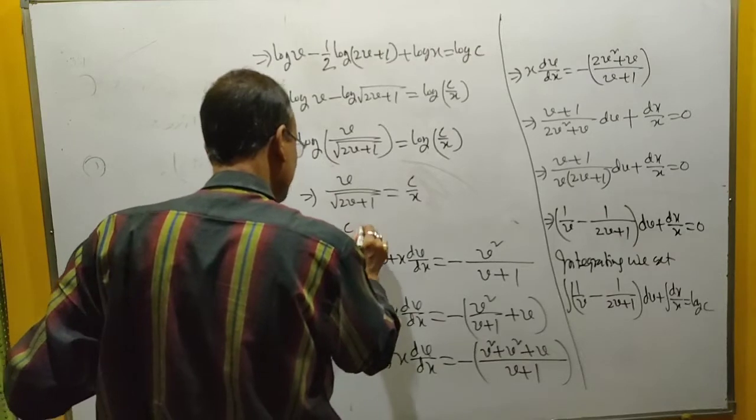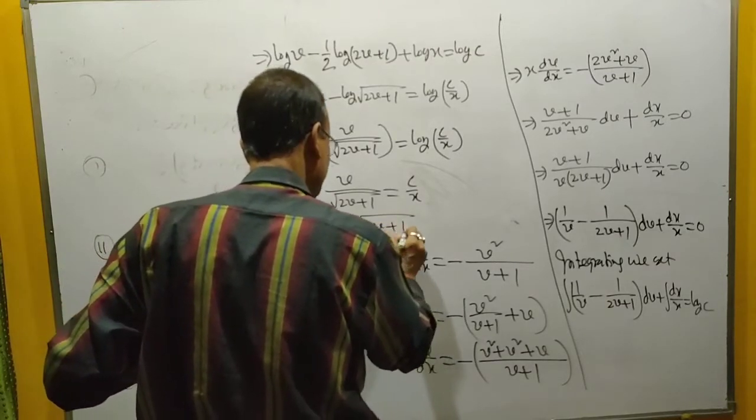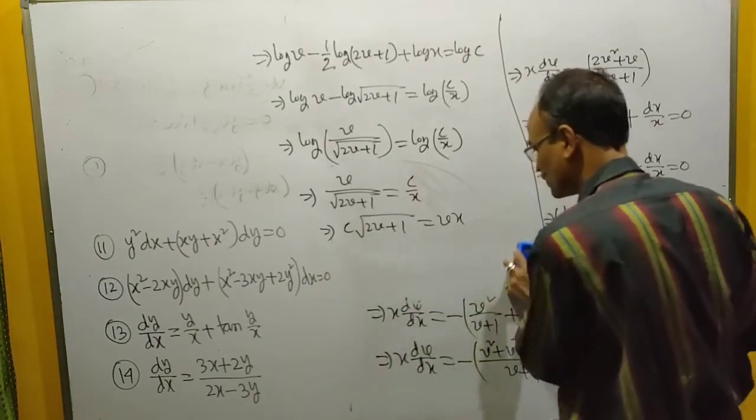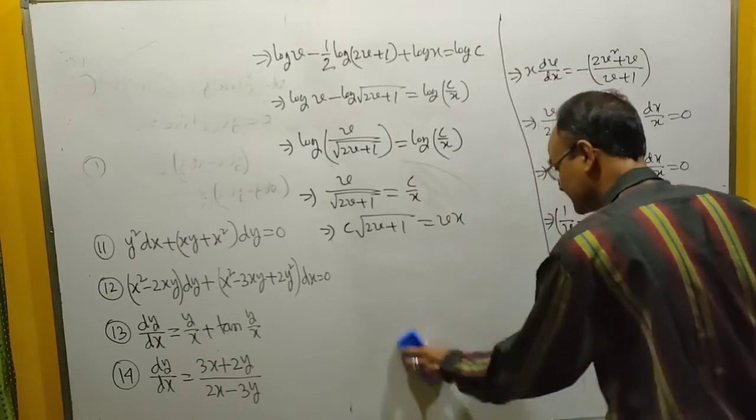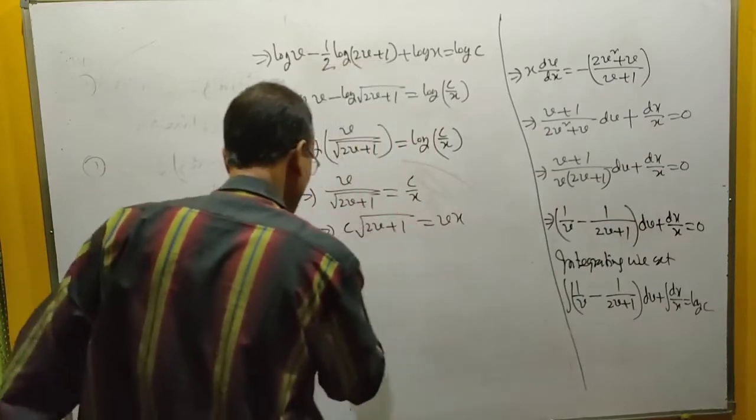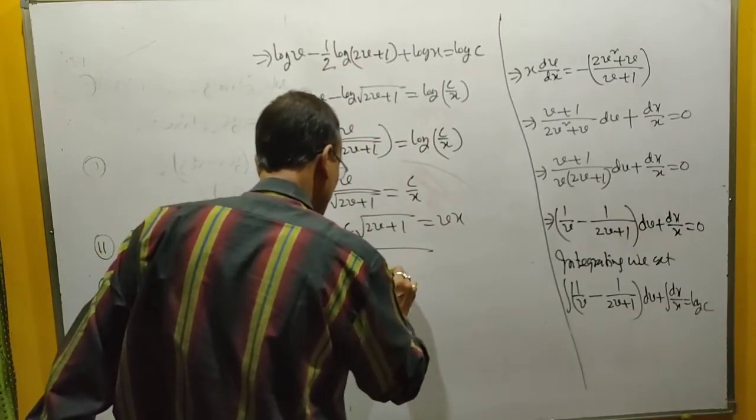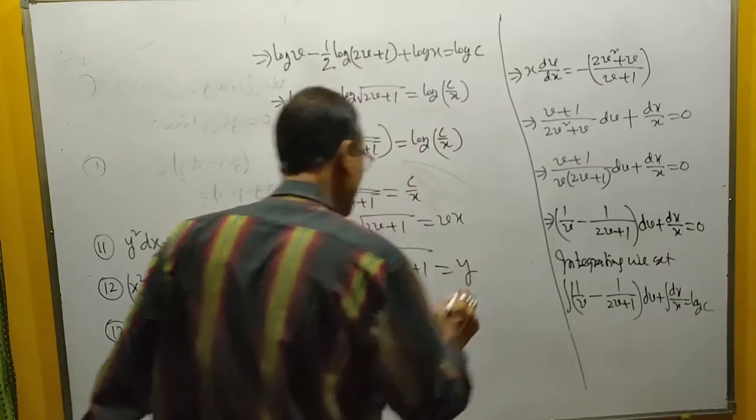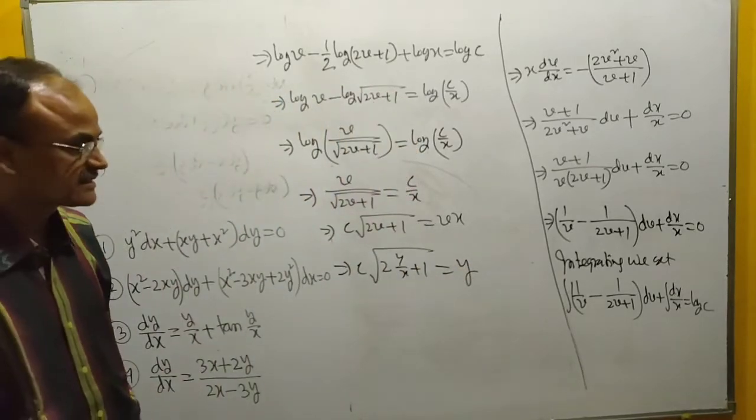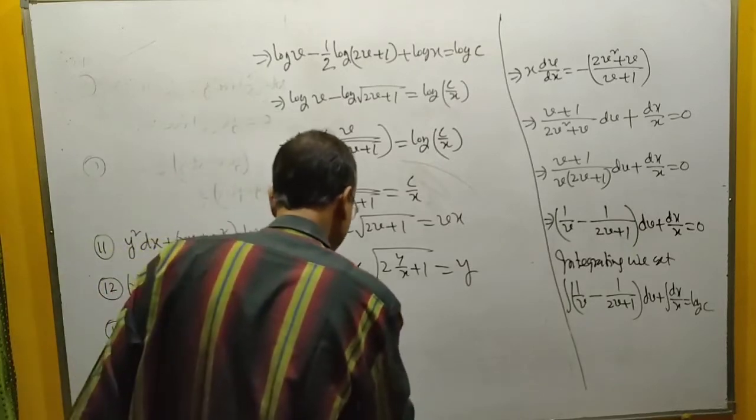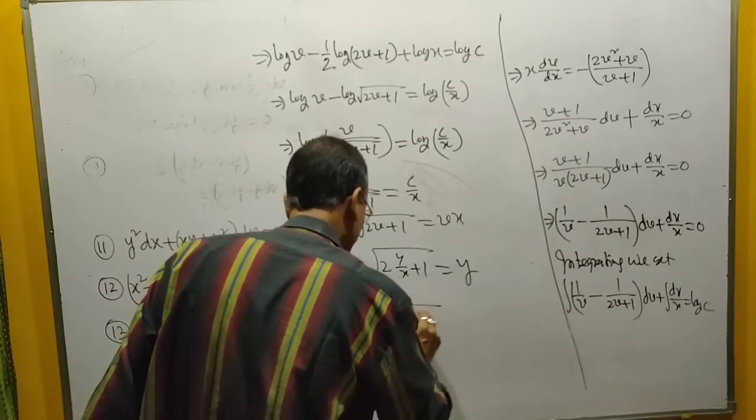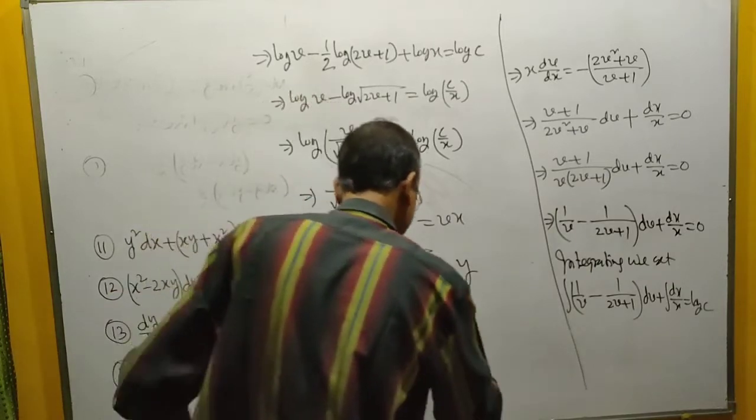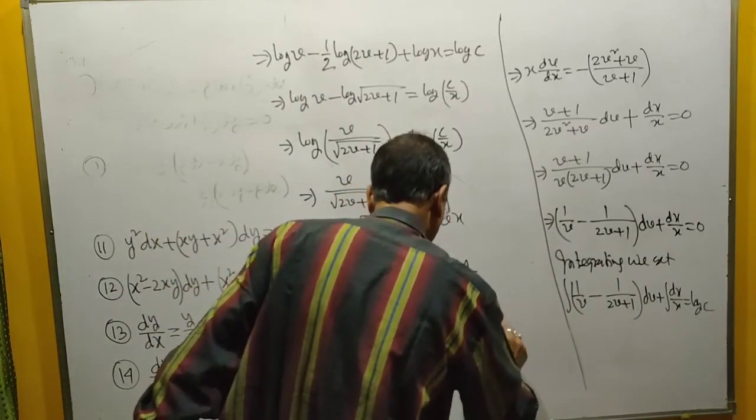Or c into root of r twice b plus 1 is equal to bx. Or c root of r twice y by x plus 1 equal to bx means y equal to bx. Or c into root of r twice y plus x equal to root of r x into y.